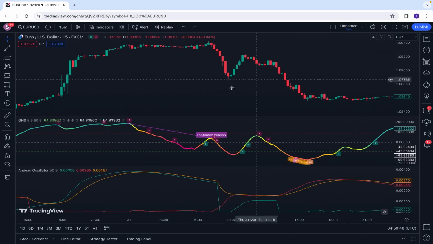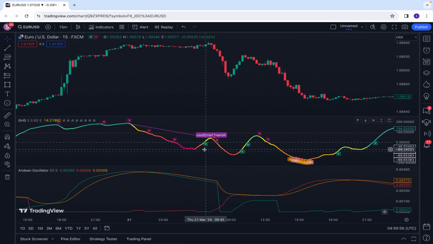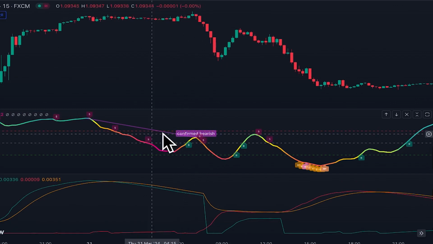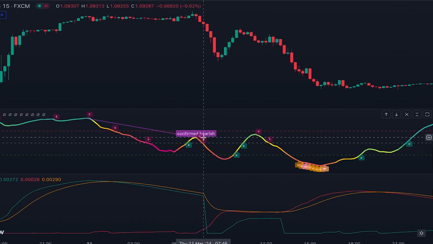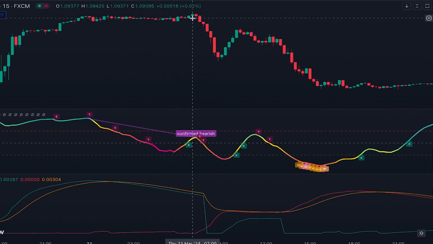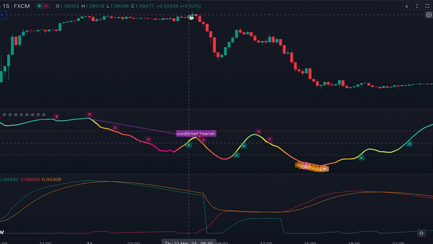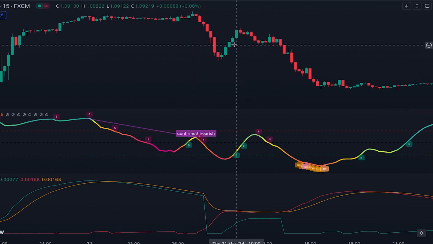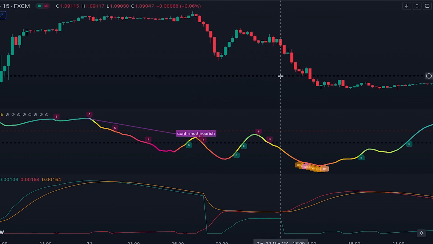Alright, now by the help of these two indicators, we will be able to take the best signals with the highest probability. When we have a confirmed bearish signal, which means there is a divergence between this line and the price movement, it gives us the signal that probably we will have a reversal, a downside reversal, and the price is going to decline. We can enter a trade by the help of two methods.